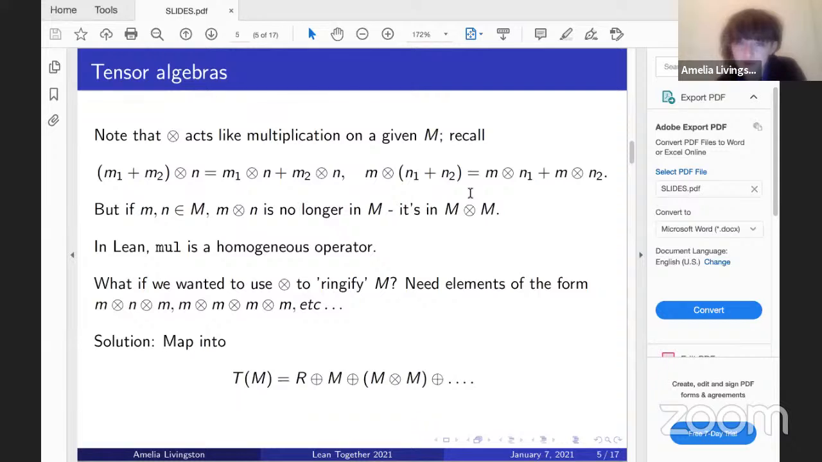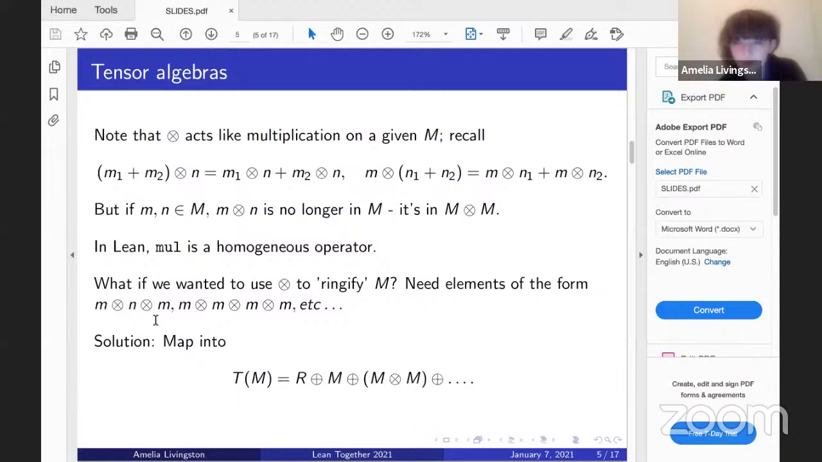So what if we wanted to find a module containing M where we can call the tensor product multiplication? We're basically asking for this module to be a ring as well. And one thing we'd need is multiplicative closure. So we need to contain all the elements like M tensor N tensor M, or M tensored with itself 4 times. Basically, we're going to need to throw in all of the tensor powers.